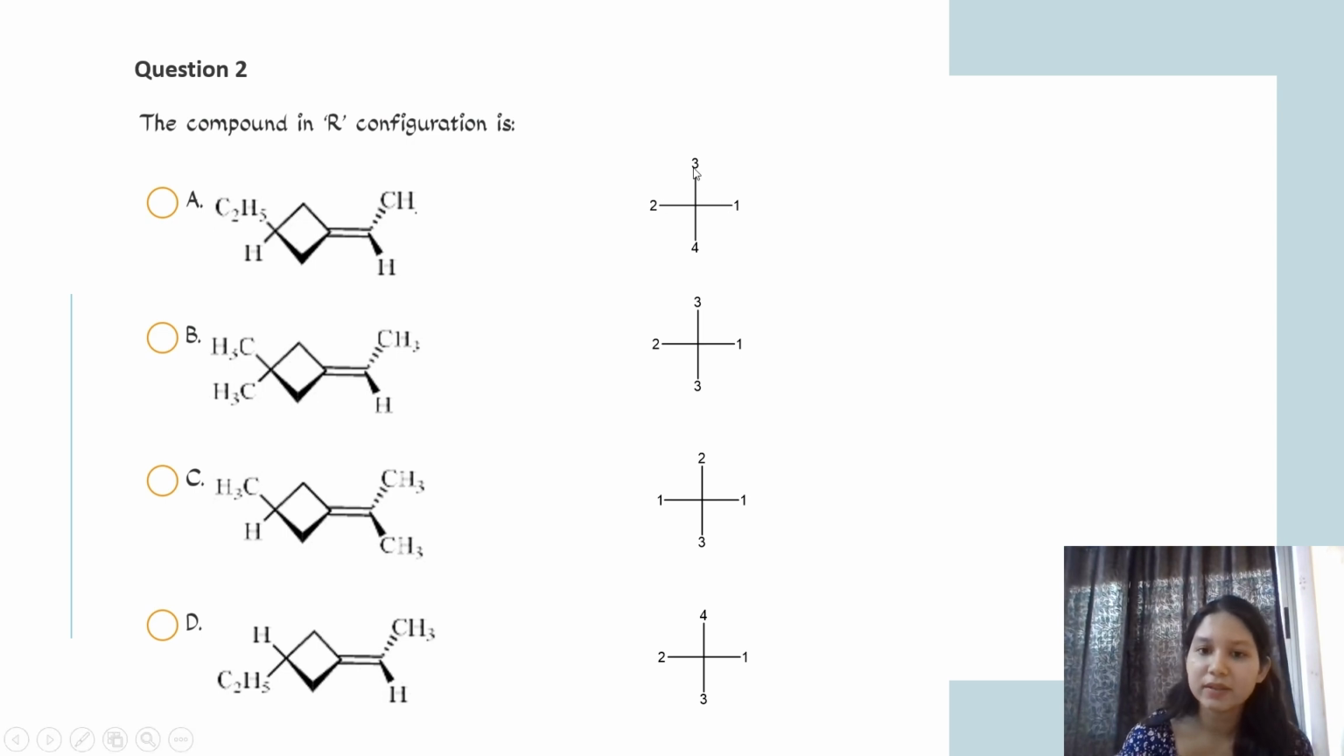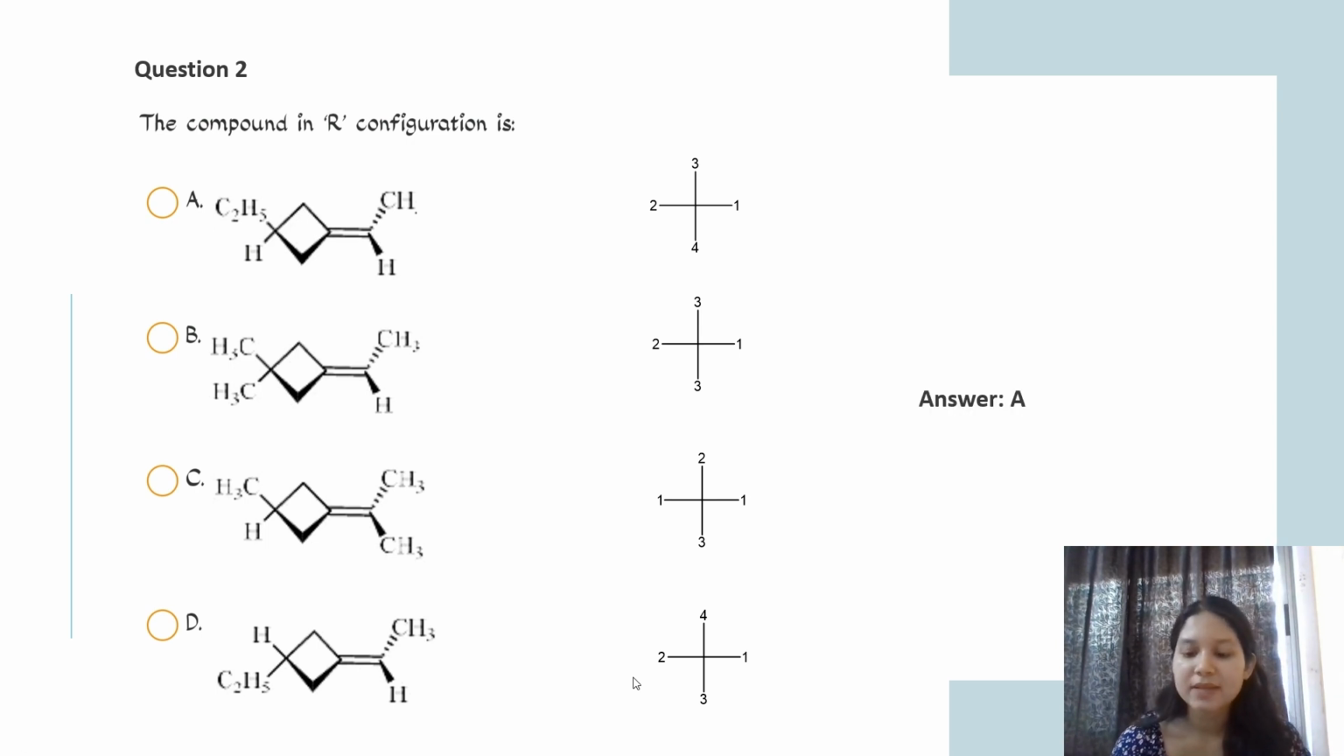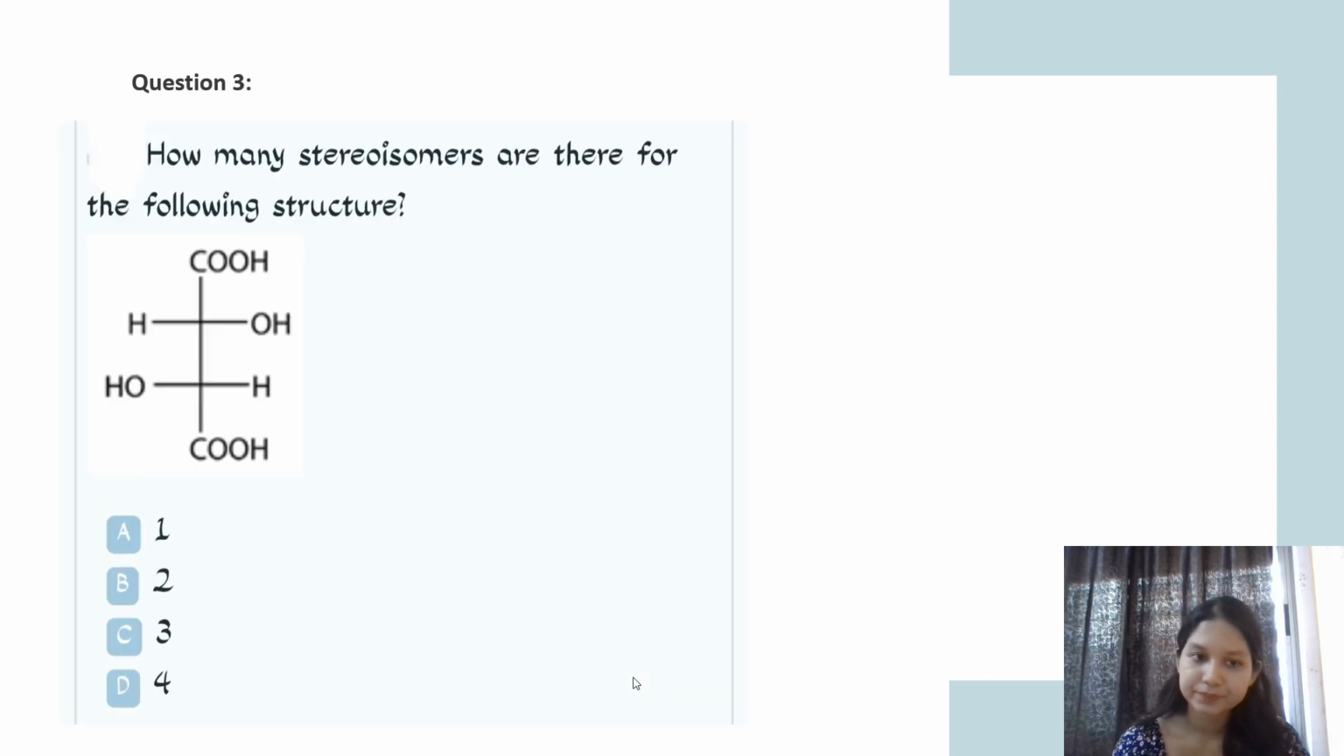horizontal plane and in the vertical plane, and we found that compound B and C were achiral compounds because they were having the same kind of substituents in this vertical plane and here in this horizontal plane. So B and C were achiral. Compound A was chiral and it was having R configuration, and compound D was also chiral but it was having an S configuration. So we saw that answer A was correct.